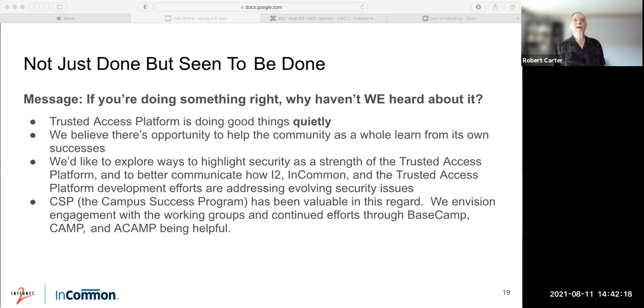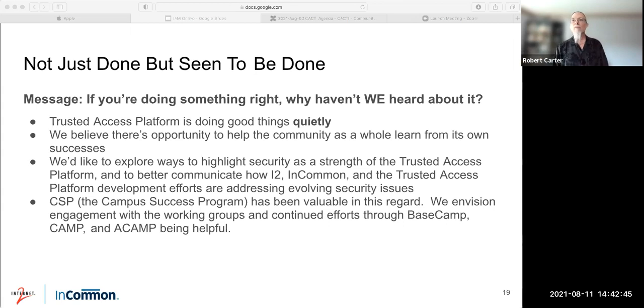So we think that doing some work to try to expose that good stuff that we're doing a little bit better within the community is going to be useful. Nicole mentioned the Campus Success Program, the CSP. That's been a really good vehicle for trying to convey some of that information, but unfortunately, it's got some limitations because it can only reach a certain number of sites, a certain number of customers in a given year because it's only got so many slots available.